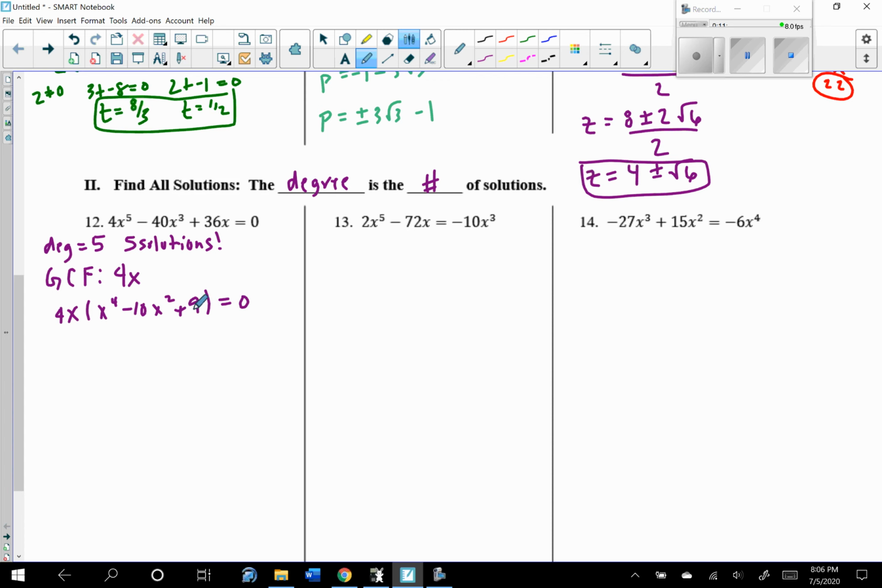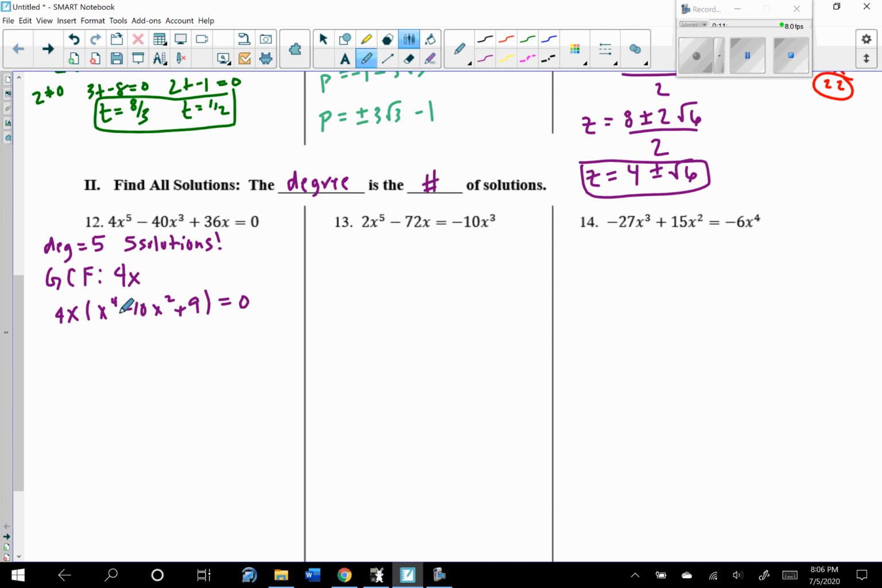And then here I have 3 terms. And notice that this middle term is half of this term here. When that happens, you can see if you can factor this. Some students might try to use the quadratic formula. However, you cannot use the quadratic formula here. Why not? Because this is not a quadratic equation. It's x to the 4th.